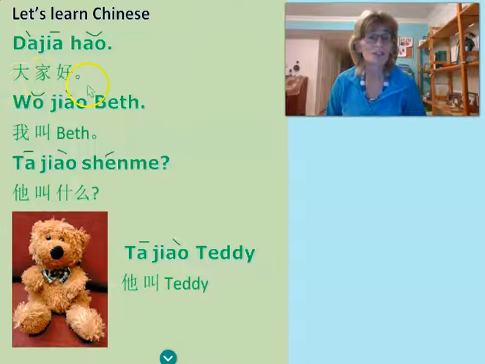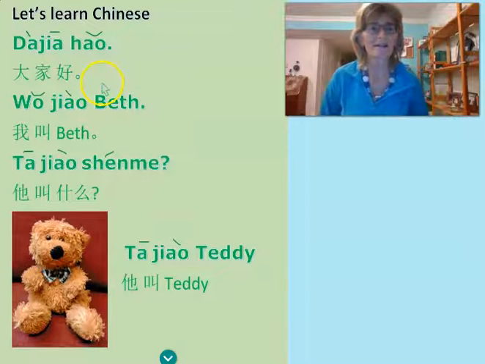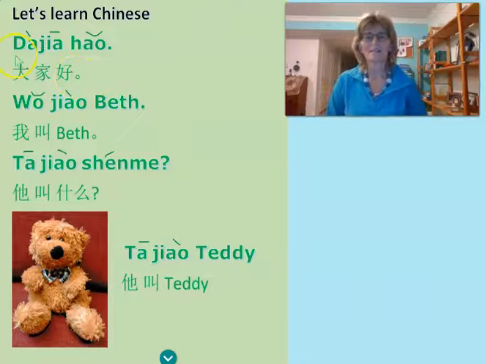And then you can use Chinese characters. And they're much more difficult to read. You just have to learn them. But they're pretty, aren't they? So let's have a look. 大家好. Hello everyone.